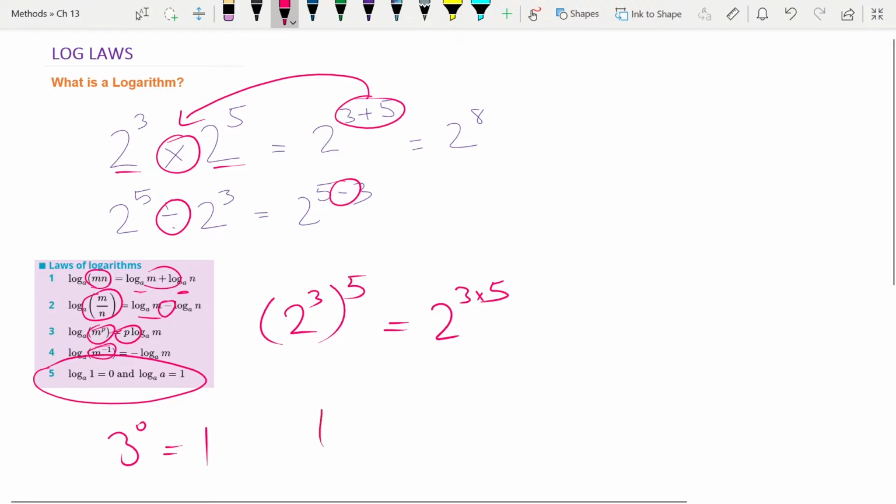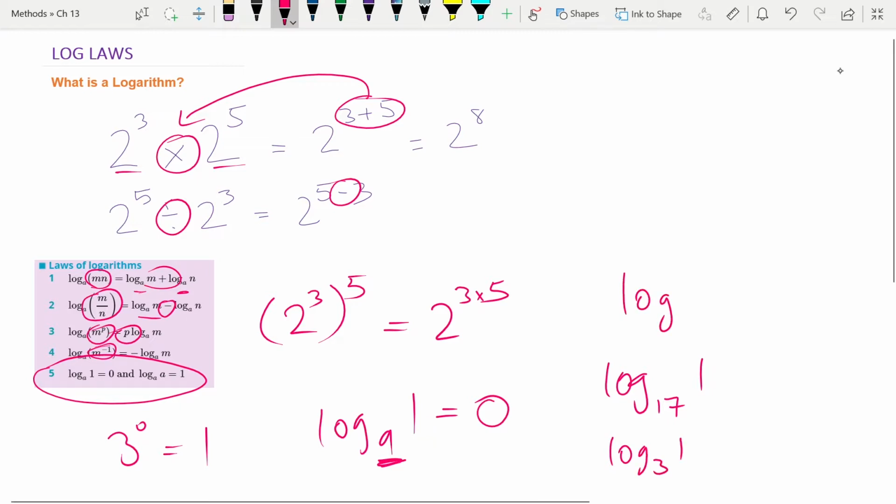So when we look at log a of 1, saying what power do I have to raise a by to equal 1, anything to the power of 0 is going to be 1. So it doesn't matter what the base is. I could have log to the base 17 of 1, I could have log to the base 3 of 1, I could have log to the base, I don't know, 219 of 1. They're all going to equal 0. Because any base to the power of 0 will equal 1.